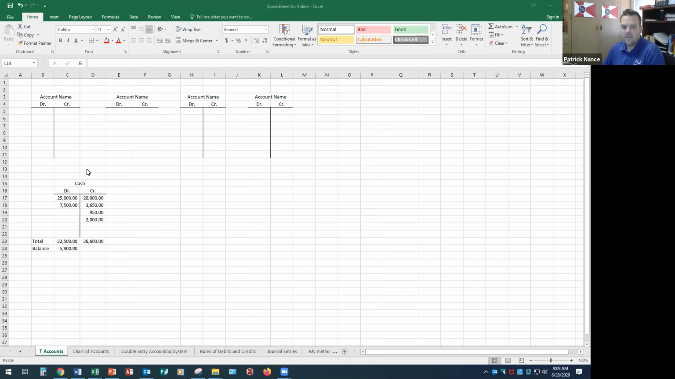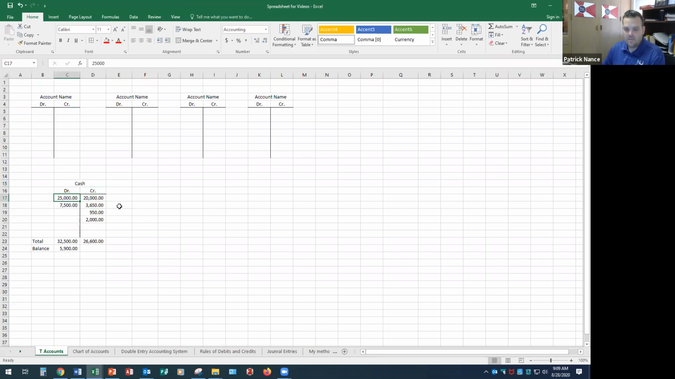Now, a T account is basically a list of all the ups and downs, the transactions that have happened within an account. So it has elements to it. You have the account name, that's usually at the top. You have a debit side and a credit side, and then you have whatever has happened, debit and credit wise, in that one single account throughout a given time frame. So for example, I give an example of cash, so this is cash, and we have debits and credits.